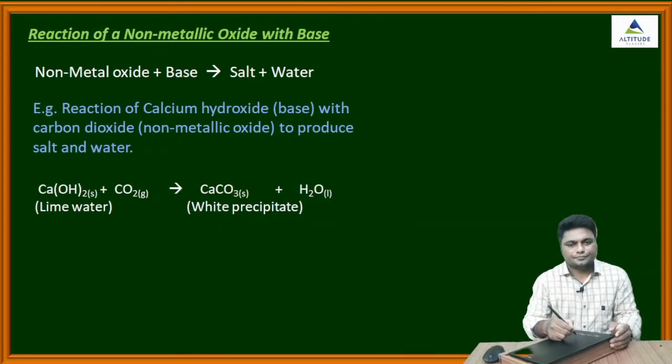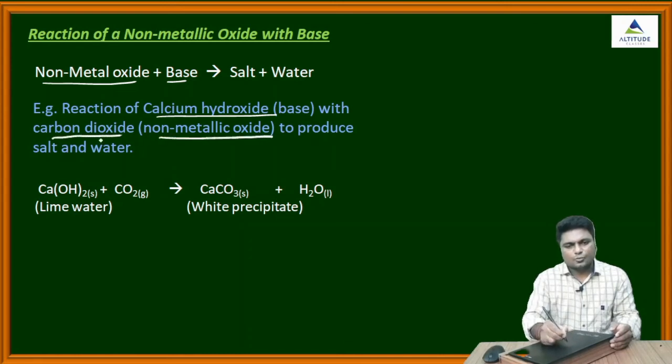Next, see here. Reaction of non-metallic oxide with base. Non-metallic oxides like sulfur dioxide, carbon dioxide, you can take. So this is a non-metal oxide and base. See here, that is an example. This is calcium hydroxide, that is a base, with carbon dioxide.